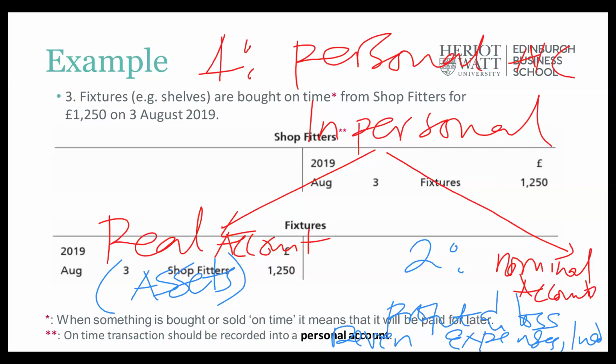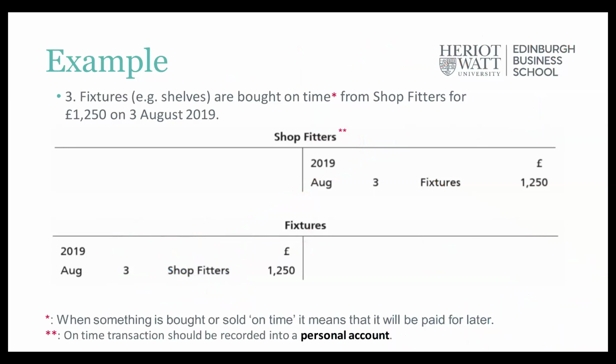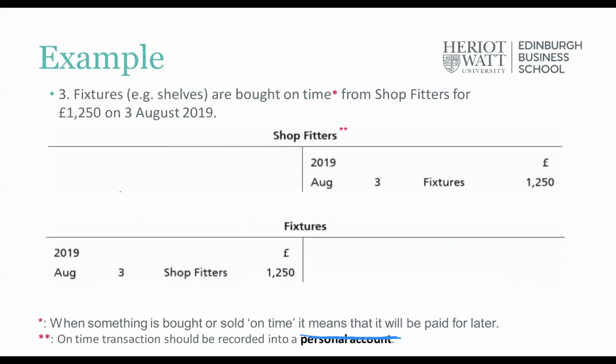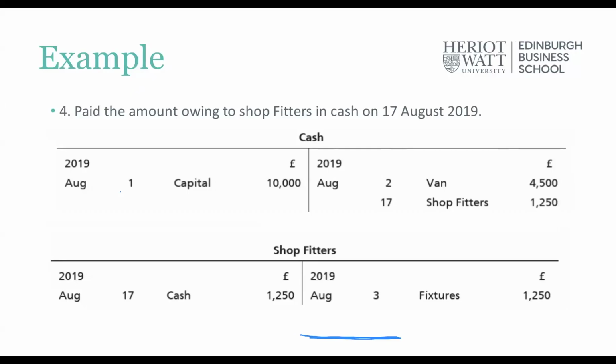Is that right? Yes, sir. At least now you have understood, isn't it? When I talk about the class of accounts, this is what I mean. I wanted you to understand what they meant when they said the on-time transaction will be recorded into personal accounts. Now you understand what personal accounts means, right? For the names of the institutions and the names of people, those are personal accounts. We are good? Yes, sir. The real accounts for assets.